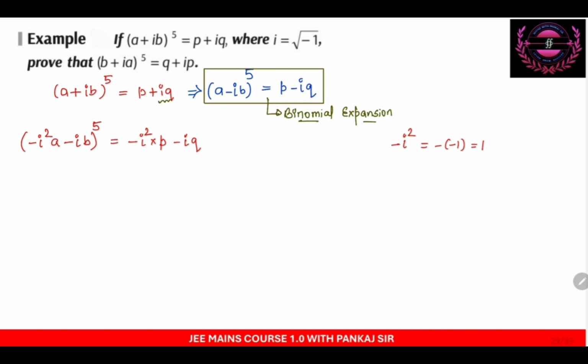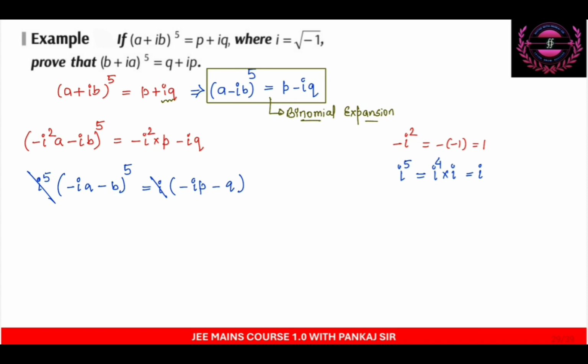And if I take iota common out of this, now I have iota raised to 5, and in the bracket I will be left with (minus iota a minus b) raised to 5. Also, if I take iota common here, I have iota (minus iota p minus q). So I can cancel out iota. See, iota raised to 5 is also iota: iota raised to 4 into iota, and we know iota raised to 4 is 1. So I have iota only. Iota 5 is iota, so I have cancelled out.